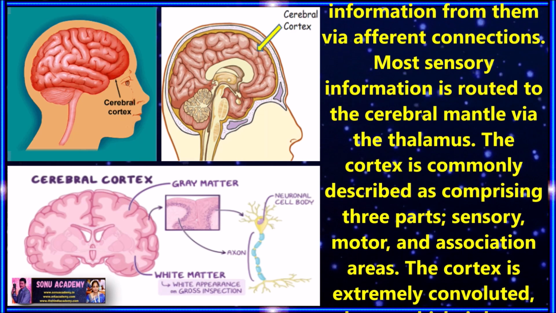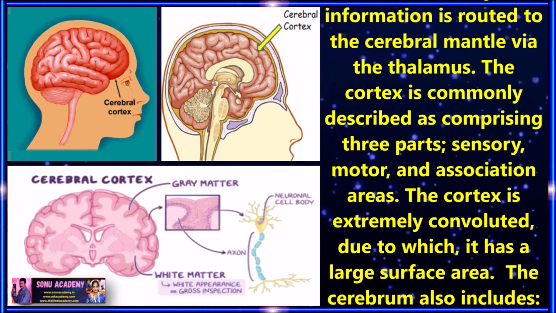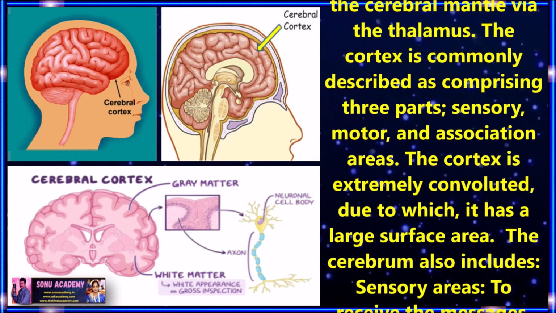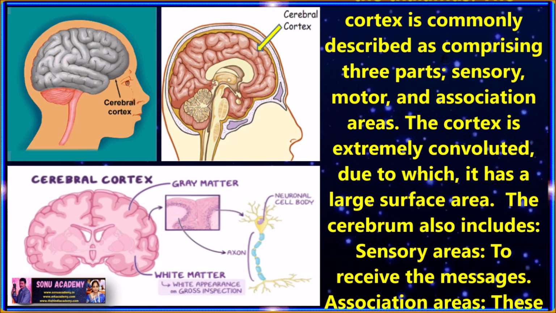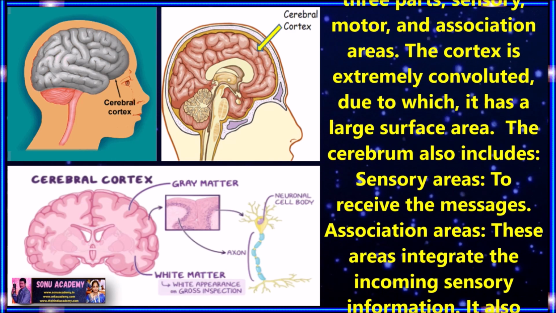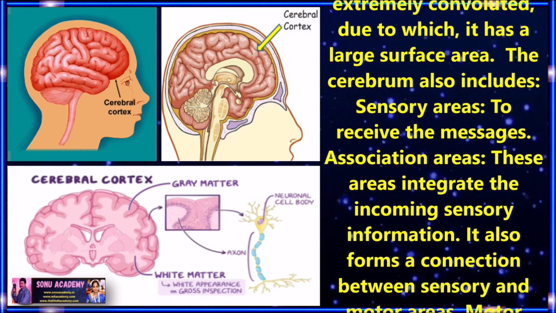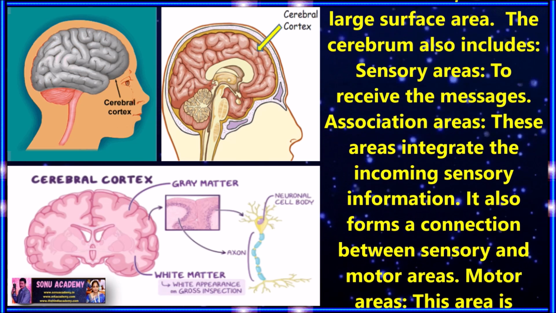Most sensory information is routed to the cerebral mantle via the thalamus, and the cortex is commonly described as comprising three parts, that is sensory, motor, and association areas. Already we discussed that. The cortex is extremely convoluted, due to which it has a large surface area.